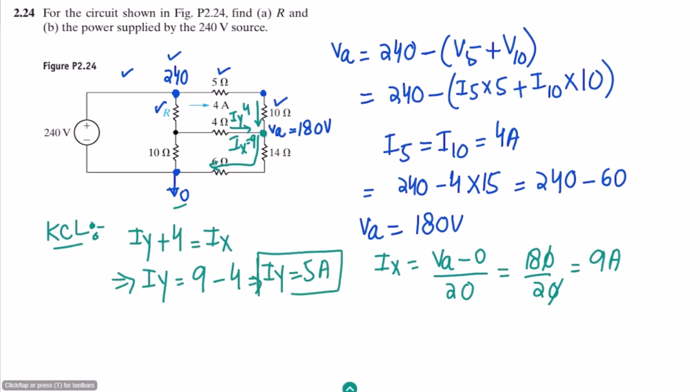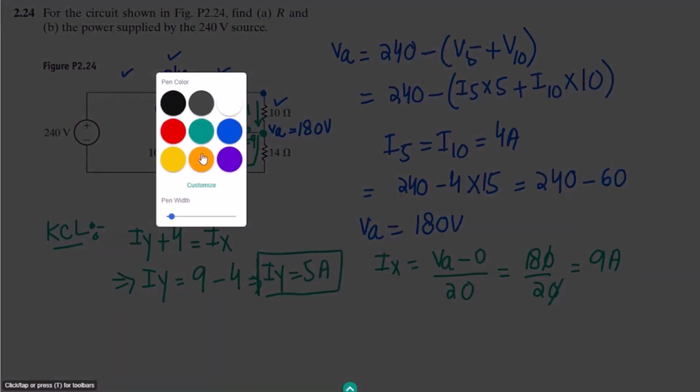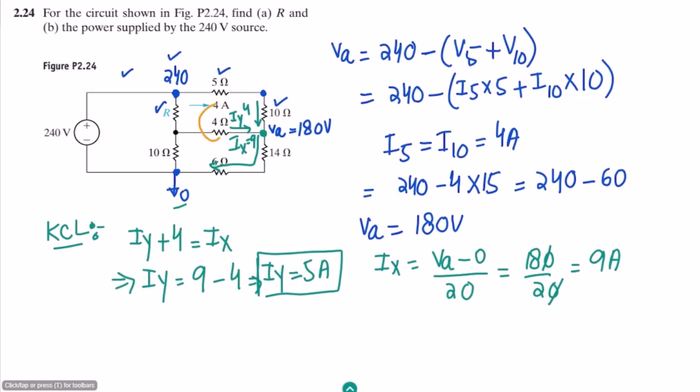Okay, this is the current which we know now. So at this point we know all these currents. When we have found out this current, we can very easily calculate the potential drop across this one. So here this is V4, so V4 is 4 multiplied by Iy. So 4 multiplied by 5, this is 20 volts.